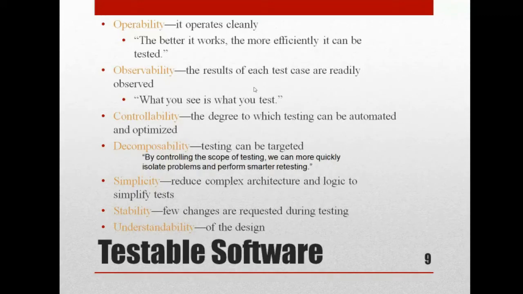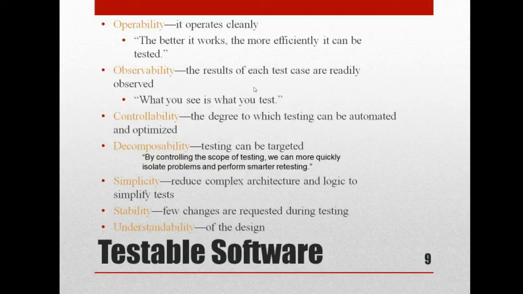The first thing is operability. It means that it operates properly. If the software works properly and perfectly, then it is ready for testing. The better it works, the more efficiently it can be tested. Because, for example, if the software is partially working, you won't be able to test all the test cases. If it works properly as per the requirement, then we can efficiently test it. That is operability.